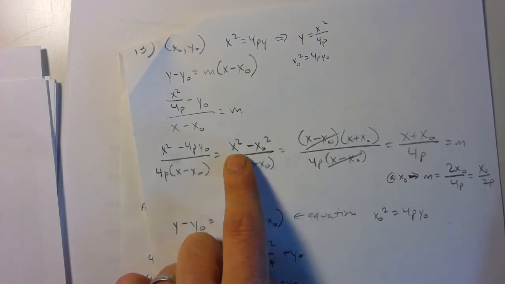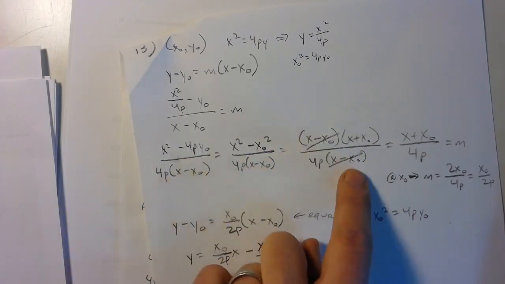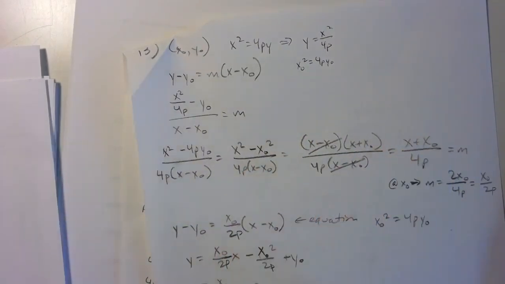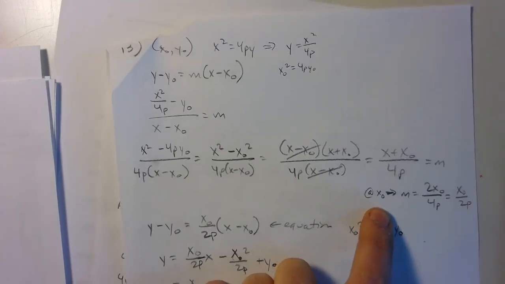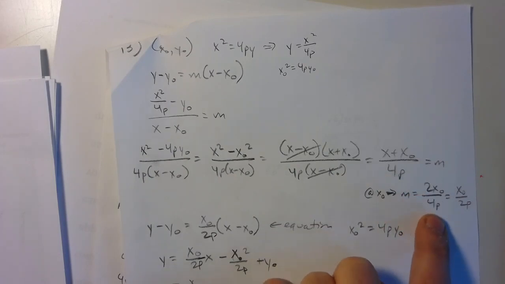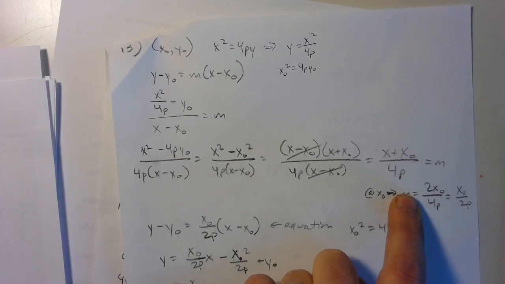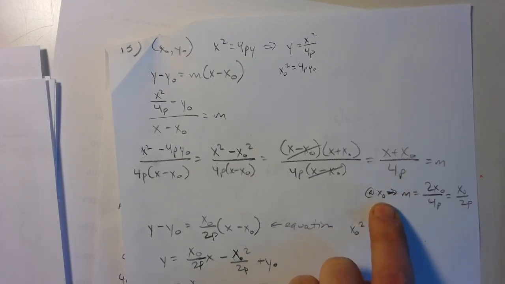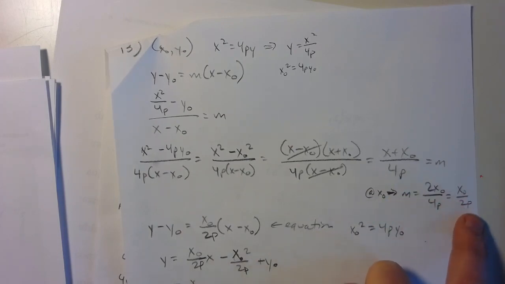Why is that better? Because then I can factor this, the difference of squares. Once I factor it, I can cancel out those groups, and I'm left with x plus x sub 0 over 4p. If I'm at that x sub 0 point, which is where the tangent is, then I can plug the x sub 0 in, so my slope at that point is 2x sub 0 over 4p. This is the slope for any given point that we'd have. This is just if I'm at the x sub 0. So we reduce down to this. There's my slope in all given cases.